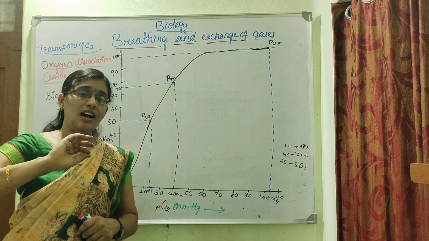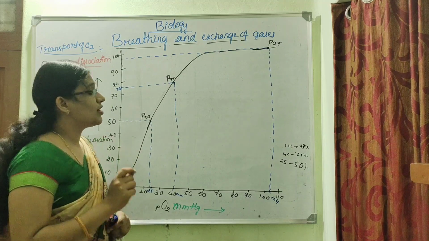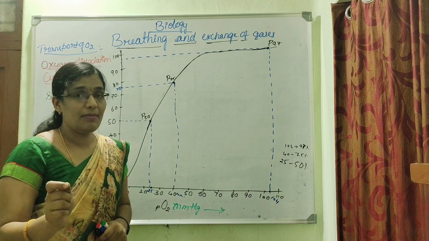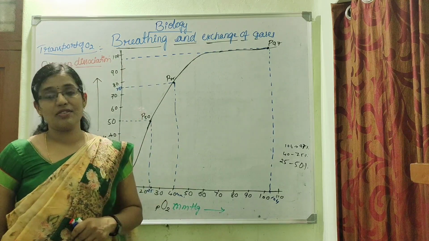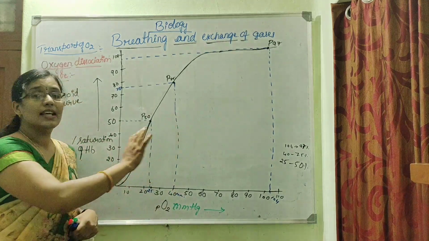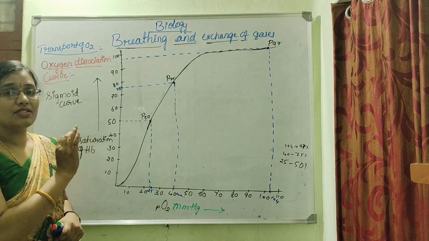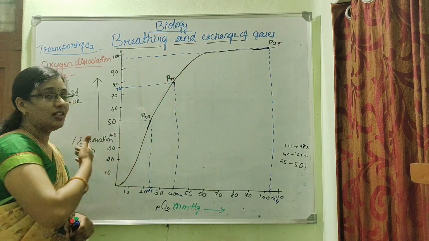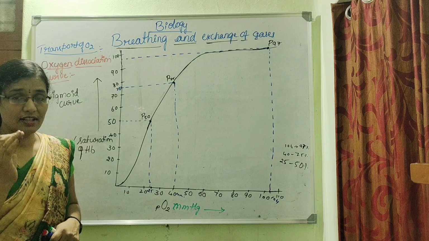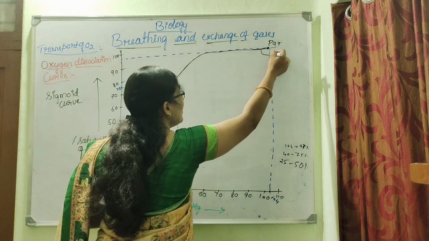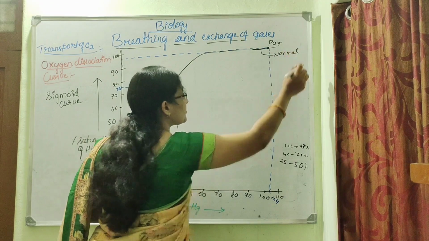In between that, however much it is, it is okay. So in normal people, in oxygenated blood, 97% saturation of hemoglobin will be seen. So this is called the oxygen dissociation curve, and this is nothing but the normal curve. This is under the normal conditions.